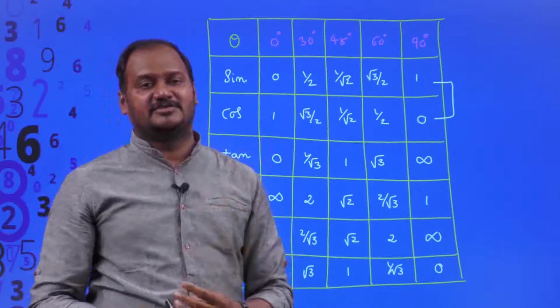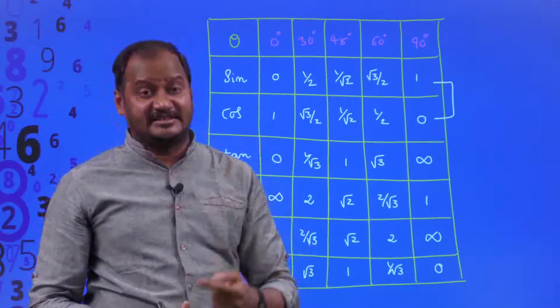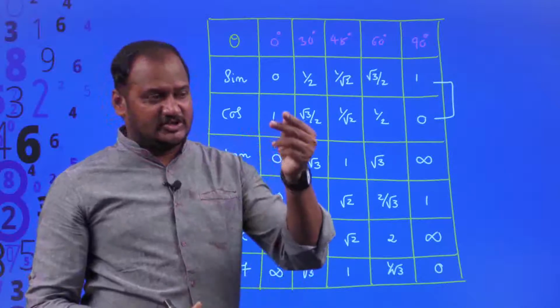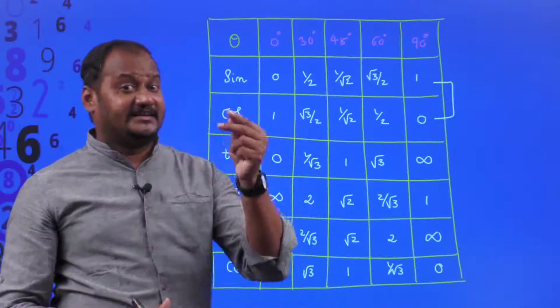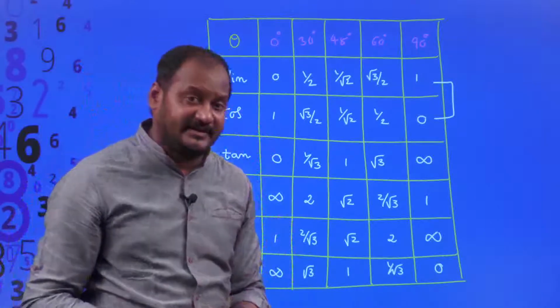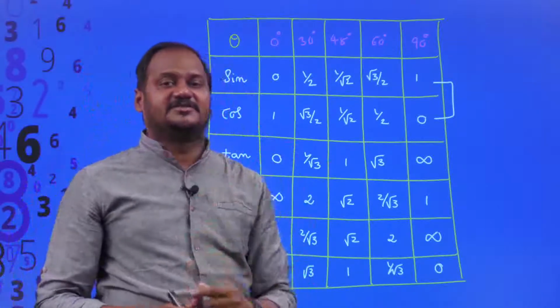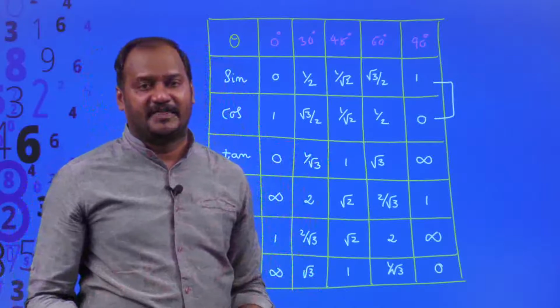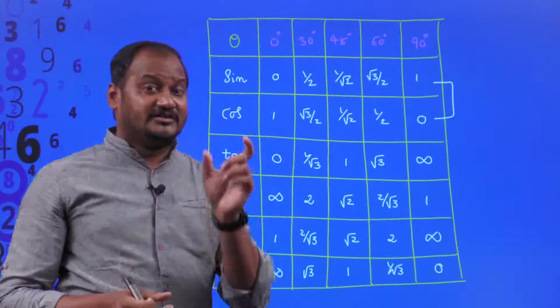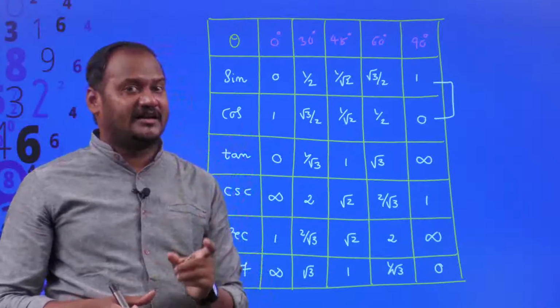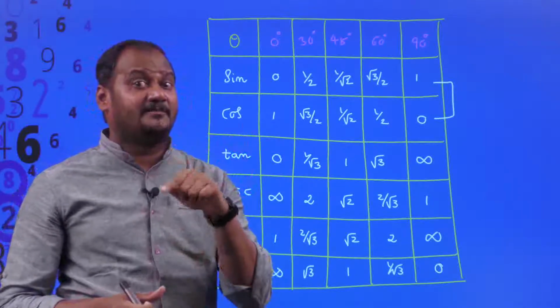30 degrees plus how much is equal to 90 degrees? 30 plus 60 is equal to 90 degrees. So 0 degrees and 90 degrees are said to be complementary angles, and 30 degrees and 60 degrees are said to be complementary angles. And 45 plus how much equal to 90? Obviously 45. So 45 degrees plus 45 degrees is equal to 90 degrees. Now these co-ratios are equal at their complementary angles.